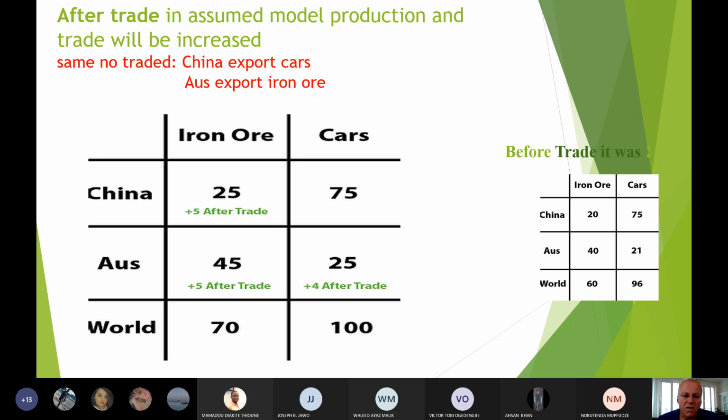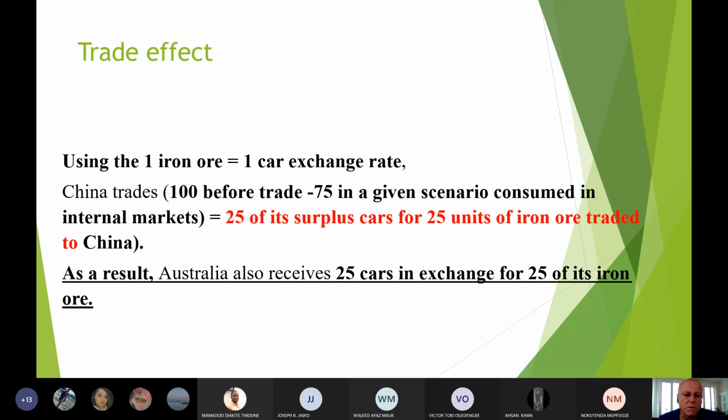Therefore, a 5-unit trade capacity increase is realized for iron ore, 5 units for Australian iron ore, and for car production in Australia it is shifted from 21 to 25, and bilaterally the market is enlarged in this given scenario. Using the exchange rate of 1 iron ore equal to 1 car, China has 100 before trade, 75 in the given scenario consumed in the internal market, and 25 surplus cars for 25 units of iron ore traded to China.